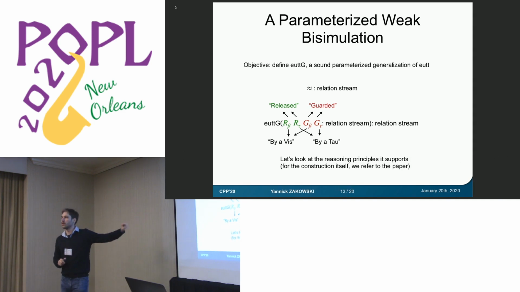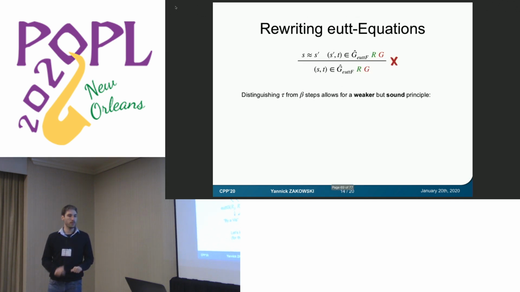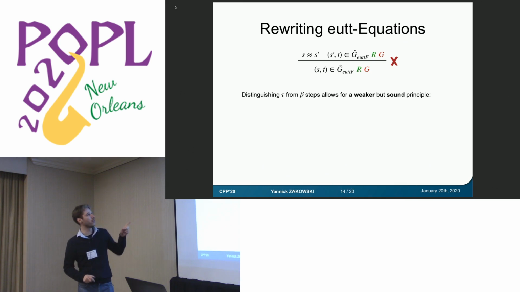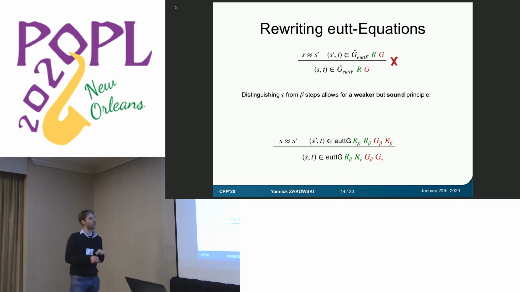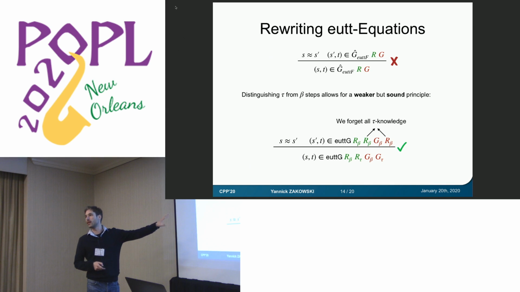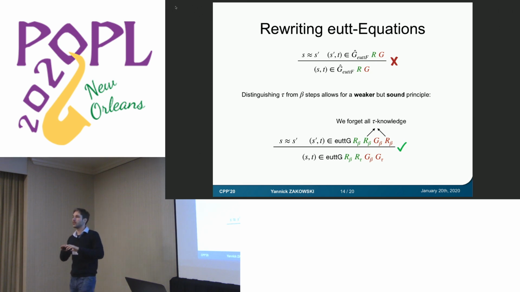So we won't go into the construction of this relation. We'll just see what are the reasoning principles that we get. So the main benefit, the payoff of this approach is to get this rule. So this rule was definitely not sound. However, now that we make the distinctions, we can do the rewriting S by S prime. But by changing the parameter that we get, we completely forget about all the tau knowledge that has been unlocked. Instead, we recover only the beta knowledge, which is like a subset of the information that we got, that is sound, that we know that we cannot break by doing this kind of rewriting. So the whole point of the approach essentially is to get this rule.